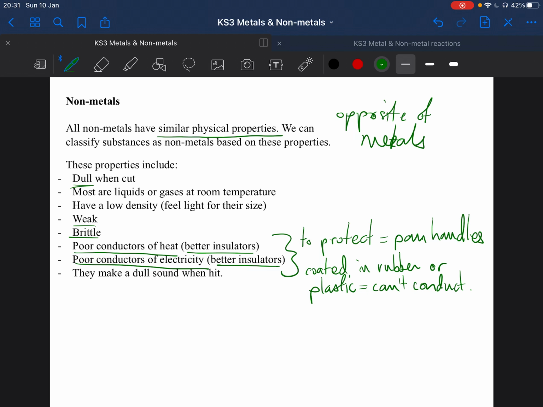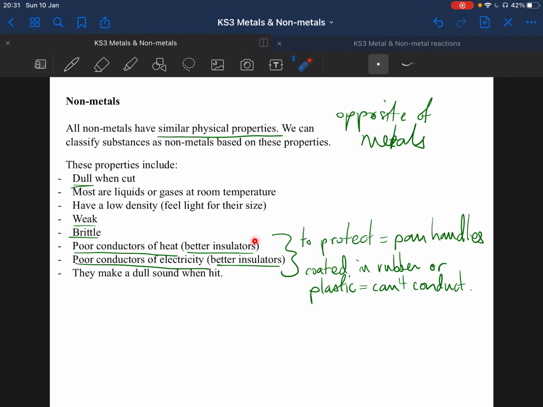If we were to hit them, again, unlike with a metal where it would make a clinging noise, this one would not. It would sound very, very dull. And so you would be able to tell straight away if it was a metal or a non-metal when you hit it.